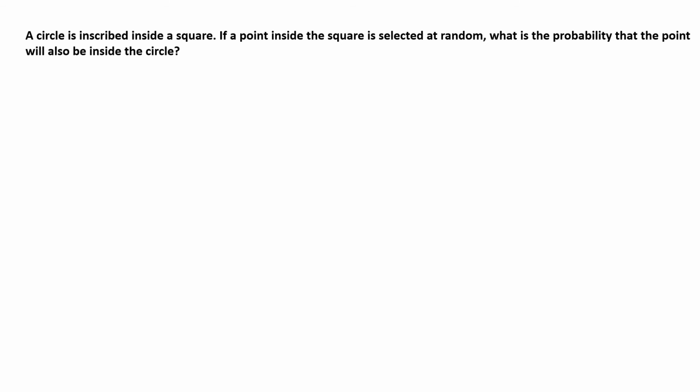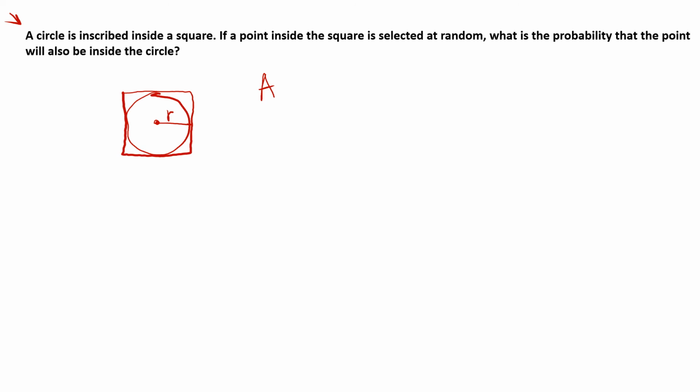Now, for example, here is a question that came in a previous SAT exam. A circle is inscribed inside a square. It means there is a square in which the circle is inscribed. If a point inside the square is randomly selected, what is the probability that the point will also be inside the circle? Now you have to think yourself: let's suppose that r is the radius.